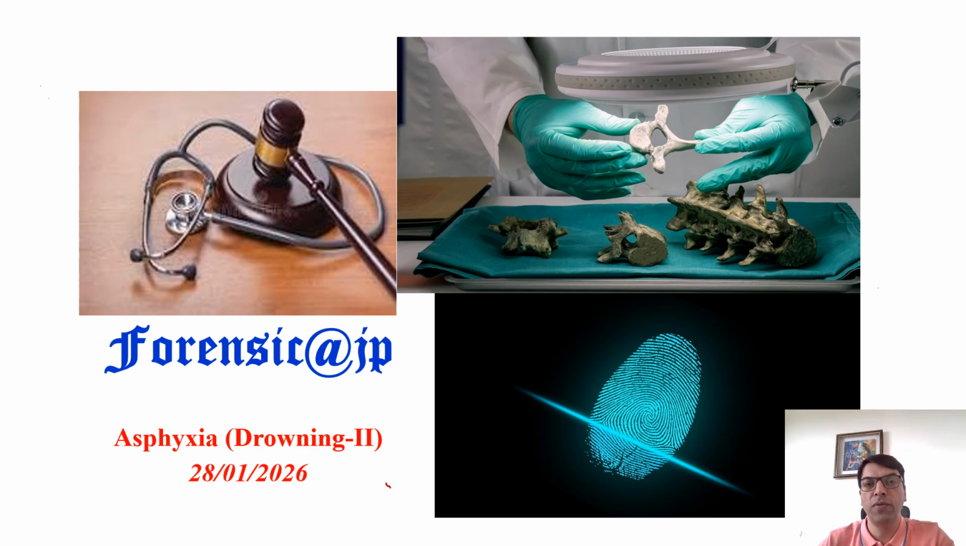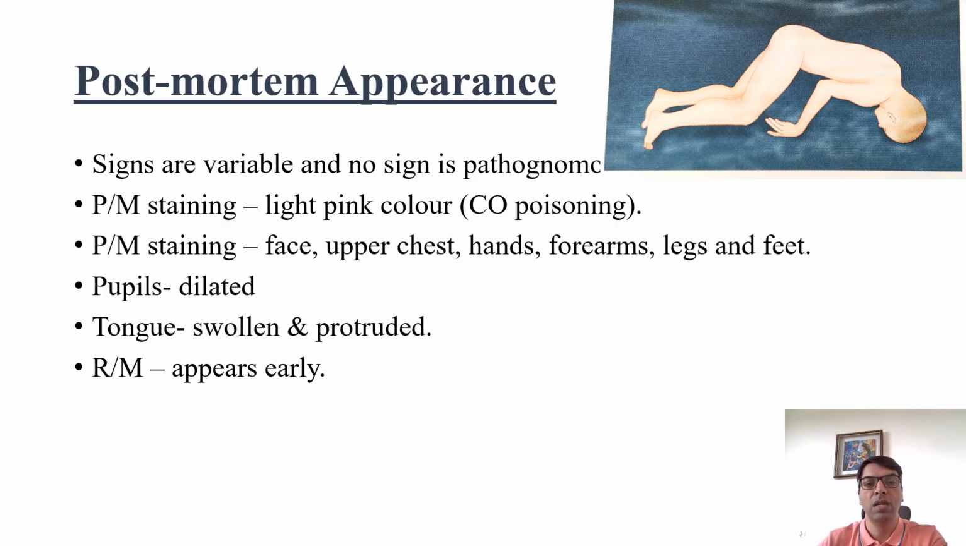In continuation of our previous lecture on drowning, this is part 2 of the same lecture. In the previous lecture, we discussed the circumstances of drowning and what freshwater drowning and saltwater drowning are. Moving ahead, now we have recovered a body from drowning. So, what are the post-mortem appearances in a case of drowning?